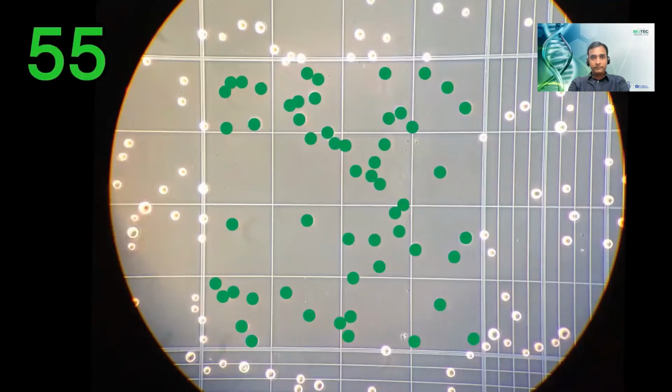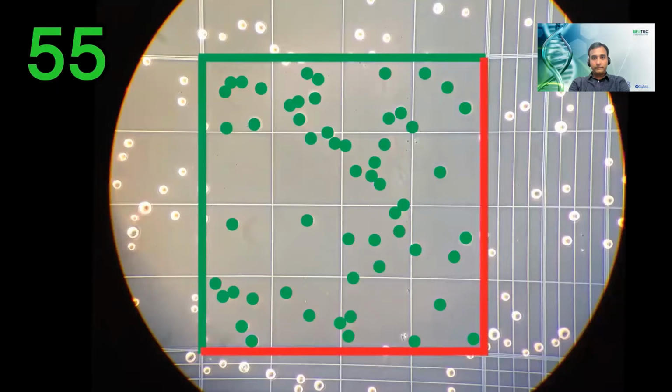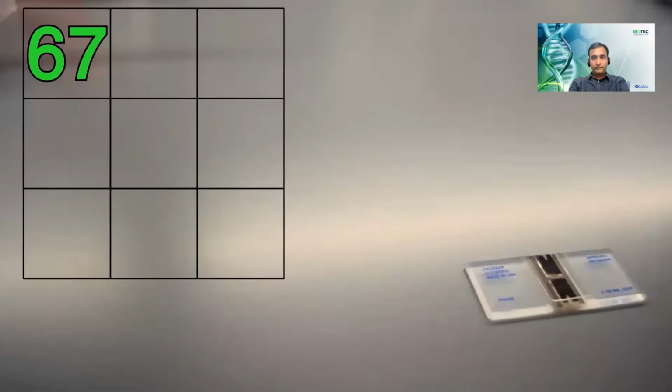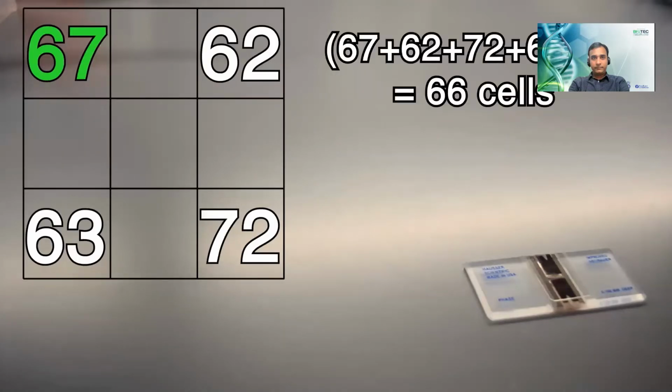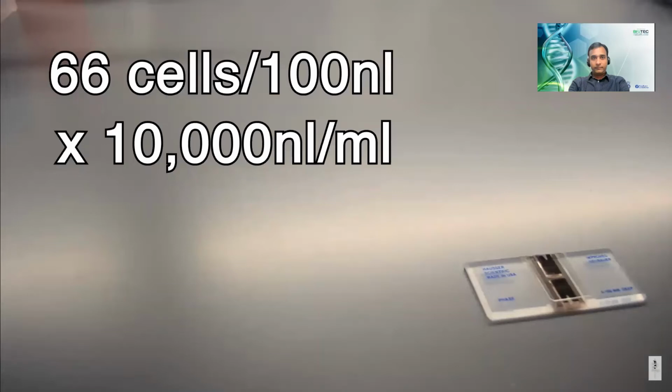How do you count a cell if it lies right on the edge of the square? Well, you decide before you count which 2 sides of the square will be considered in and which 2 will be considered out, so that you won't double count an edge cell. You do this for at least 4 squares and then average your counts together. Since you know that each of these squares is 100 nanoliters, you now have your cells per 100 nanoliter density. You can then multiply this by 10,000 to get cells per milliliter.